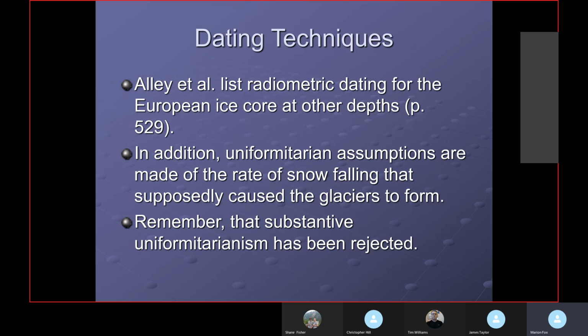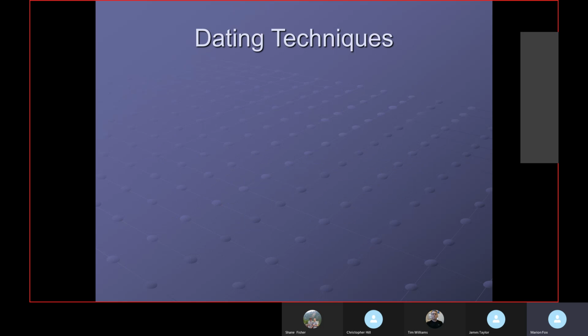Substantive uniformitarianism has been rejected, but they're using it and assuming the snow fell at a constant rate. And that's the assumption. Of course, they've completely ruled out the possibility of my flood model. Of course, many believers in the flood reject my flood model, or at least they haven't considered it.